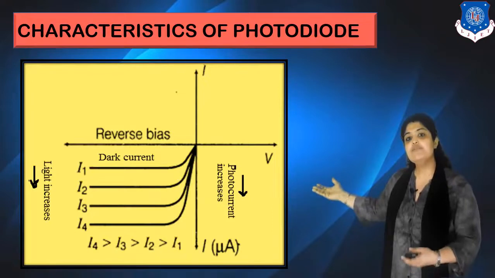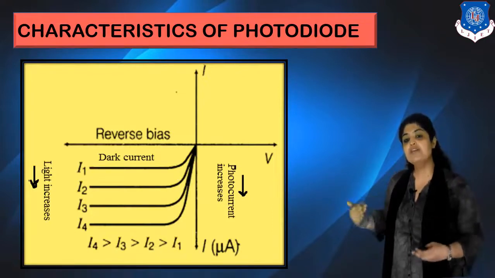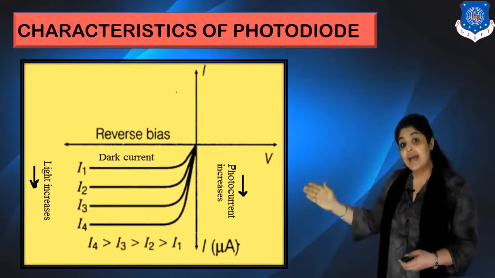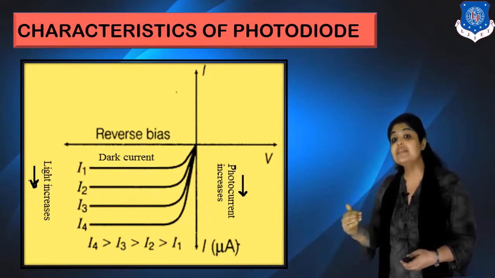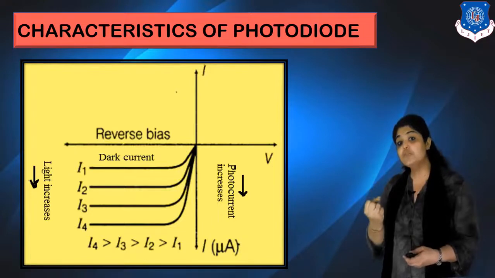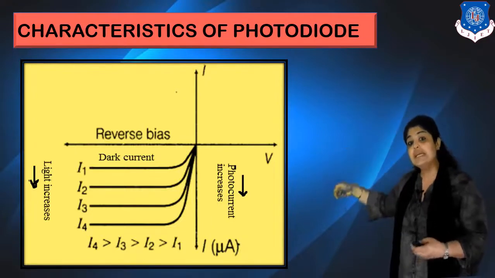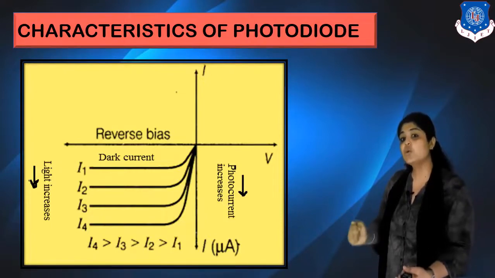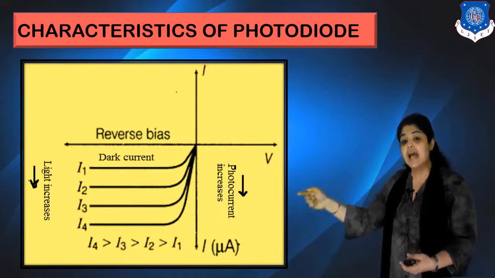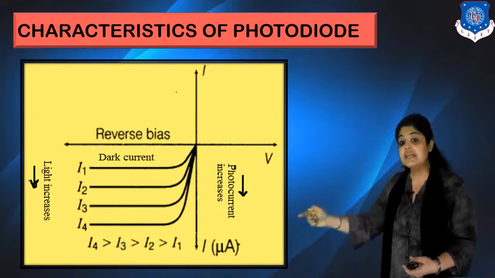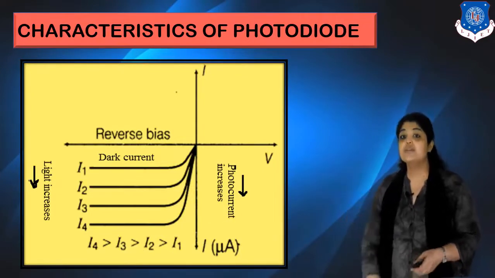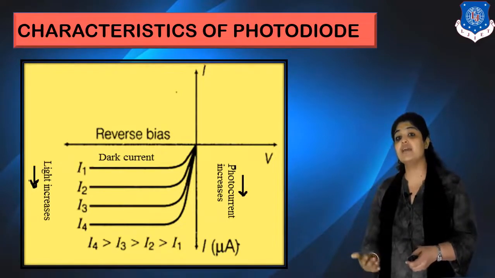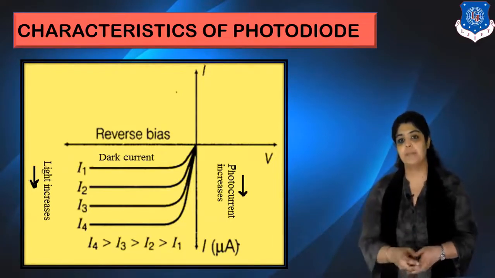So you can clearly see from the graph, I1, I2, I3, I4 are the different values of currents, in which I say I1 is the dark current which has the least value. As light absorption increases, there is an arrow downward indicating light increase. So as the light increases, the current is going to increase, and we can say I4 is greater than I3 is greater than I2 is greater than I1. So directly we say that there is a dependence of output current with light.